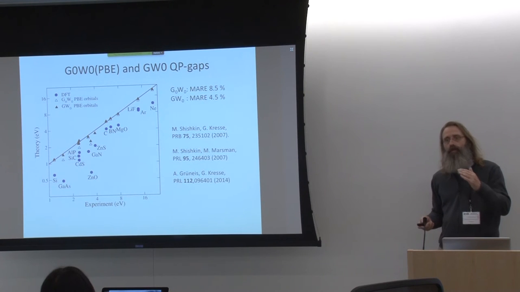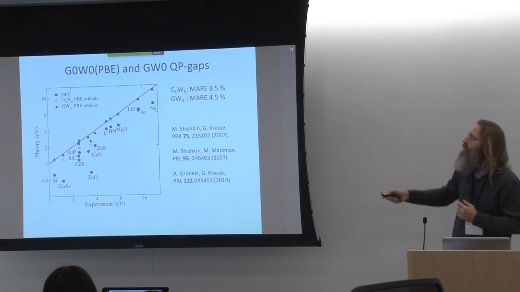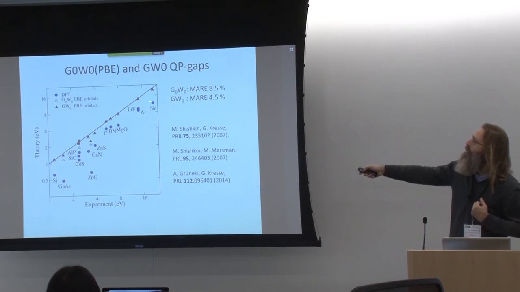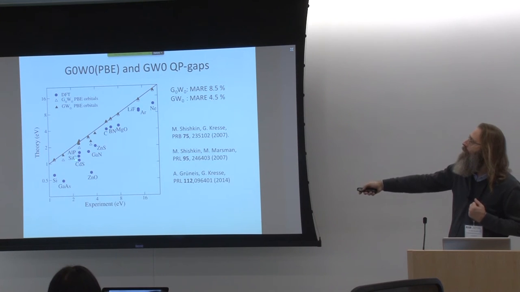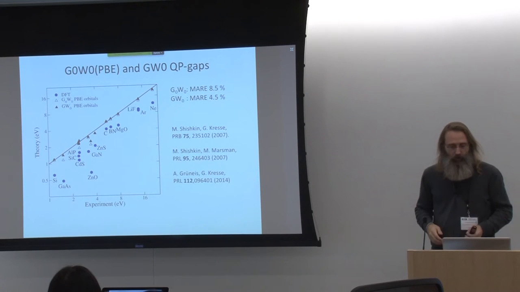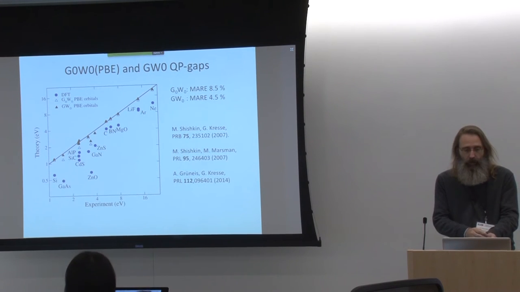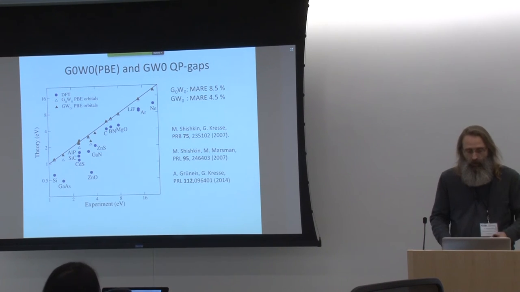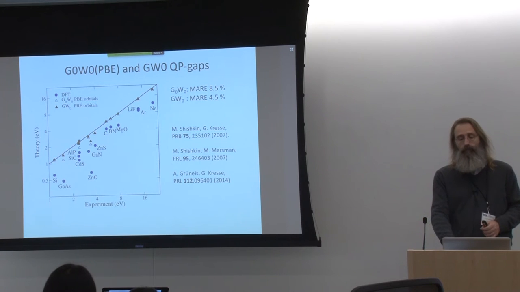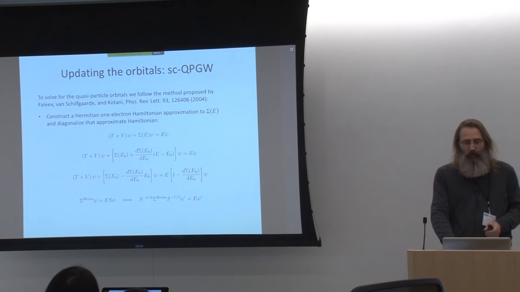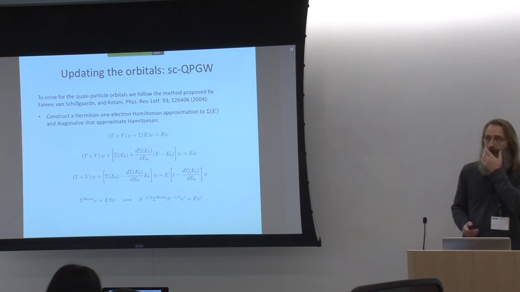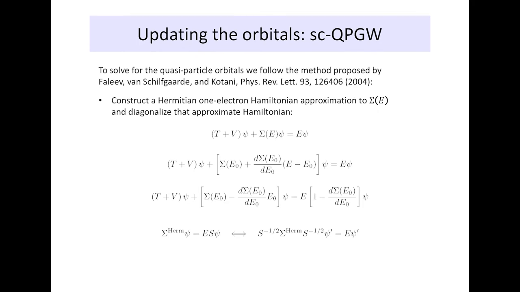So for the hybrid functionals going through these larger gap systems, deviations were quite substantial. And here we do, well, sort of uniformly well. And we see that actually updating the eigenenergies in the Green's functions makes a lot of sense here. So updating the orbitals. So there is the possibility to update the orbitals. This is the self-consistent quasi-particle GW.